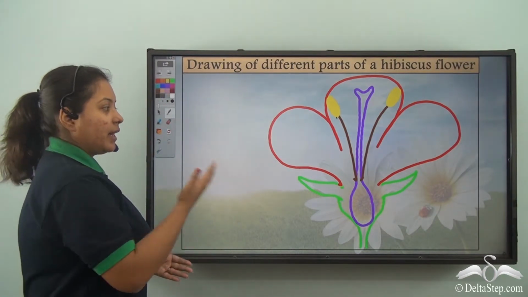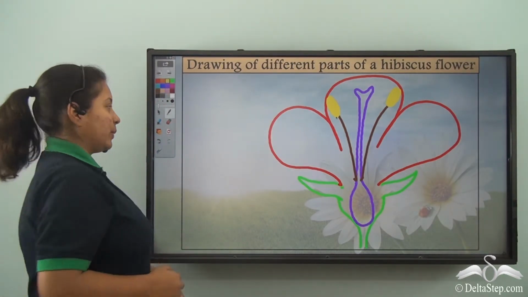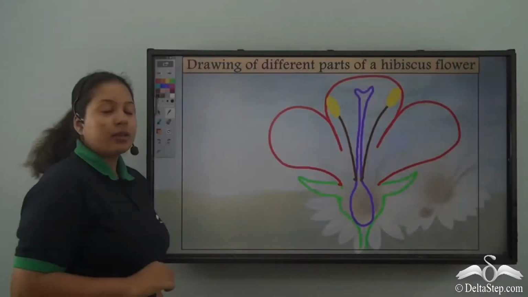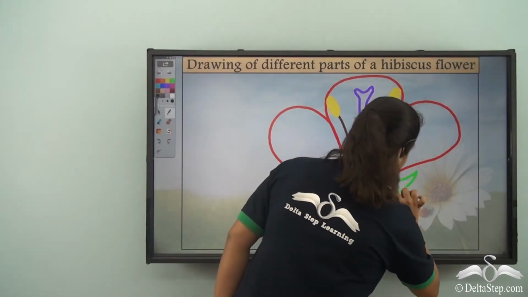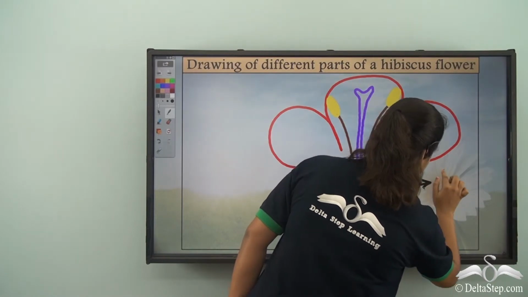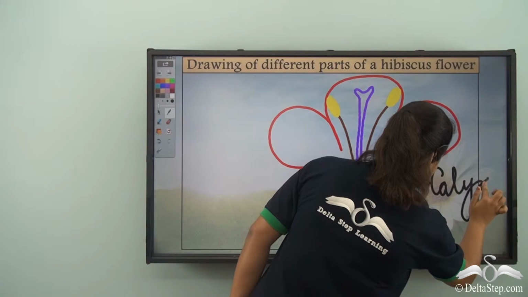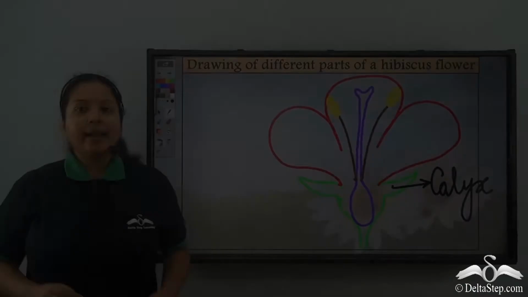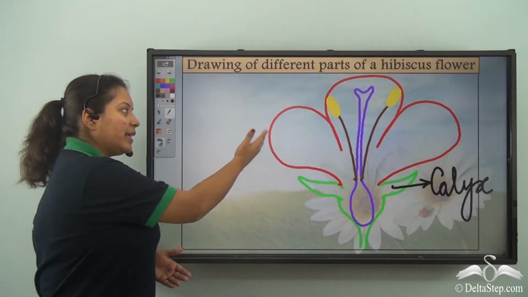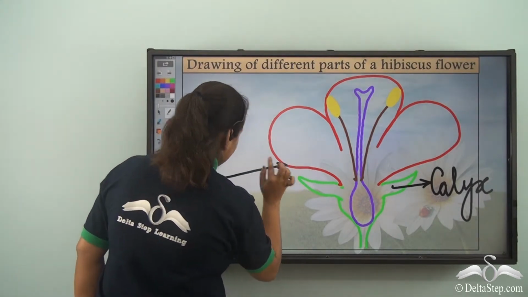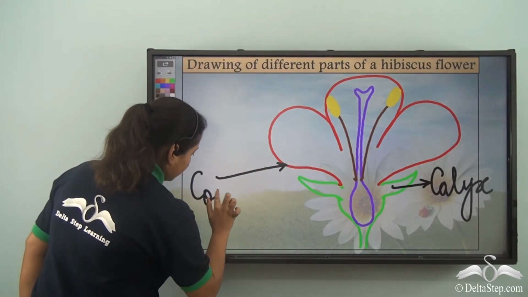Now, we have done the drawing. Let's start with the different parts. So, first we have these green leaf-like structures, which is known as calyx. Next, we have these colorful parts. What are they known as? They are known as corolla.